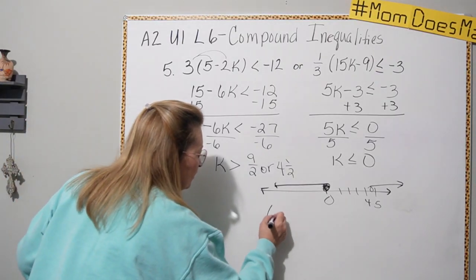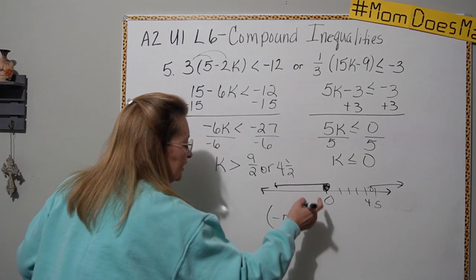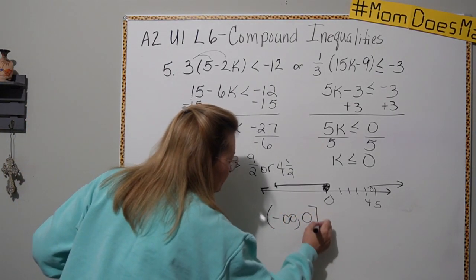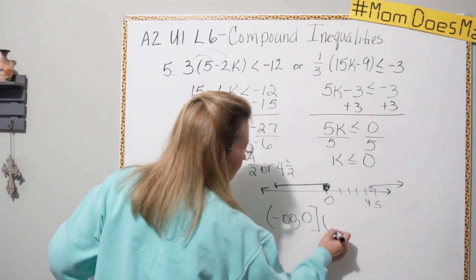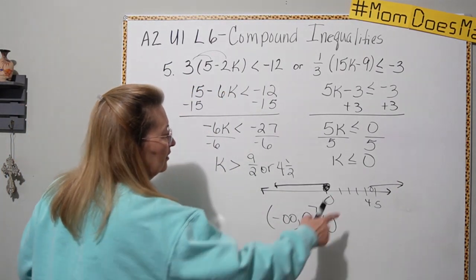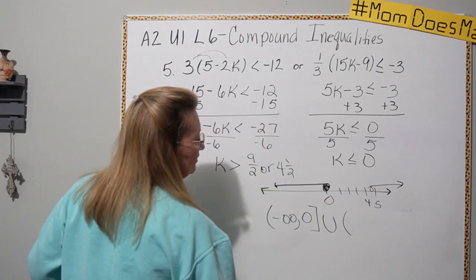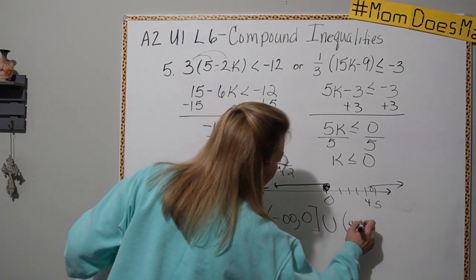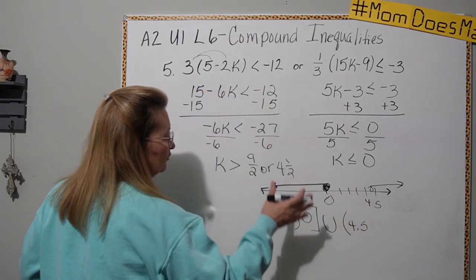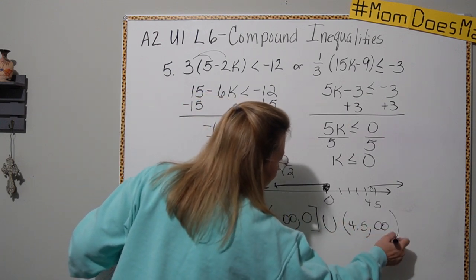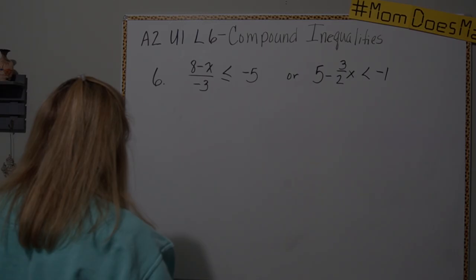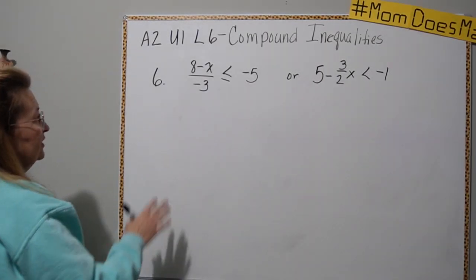All right, now let's do our intervals. We're starting down here at -infinity, and it's going to stop at 0, and it's a hard stop, a closed dot, so we're using a bracket. We're going to do the union for the gap. All right, my open dot gets a parenthesis, and that's at 4.5, 4.5, 9/2, whichever one you want to use, and positive infinity, parenthesis. Okay, let's look at number 6 now.